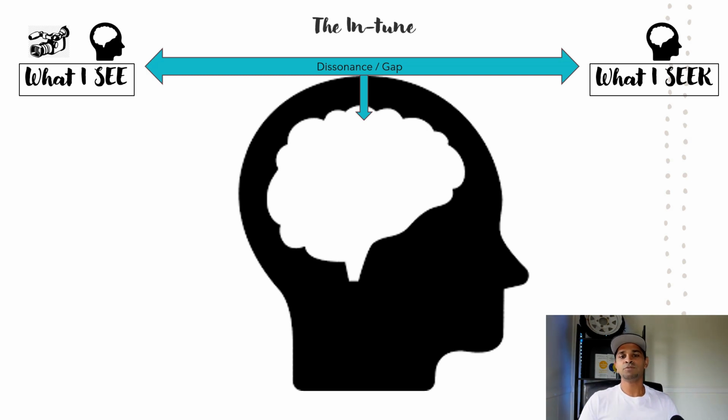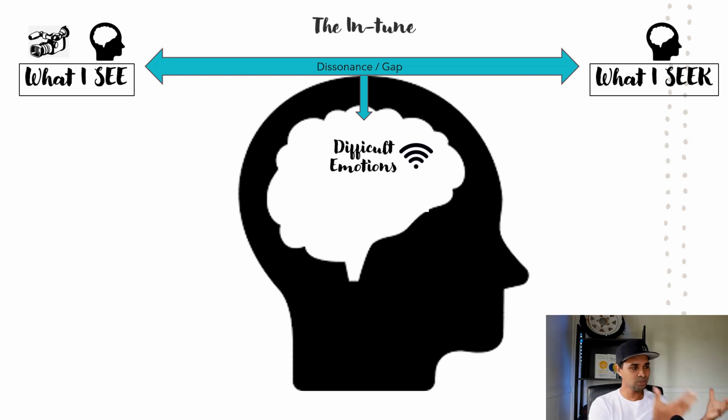So let's focus on dissonance, or in other words, when there is a gap between what I see and what I seek. When there is a gap between what I see and what I seek, remember we said it creates an emotional experience, and what I would put forward is that this is where difficult emotions show up. The basic perspective on difficult emotions is that they arise as a signal informing us of a dissonance or a gap between that which we see happening, either internally or externally, and that which we seek. There's a dissonance between the two.